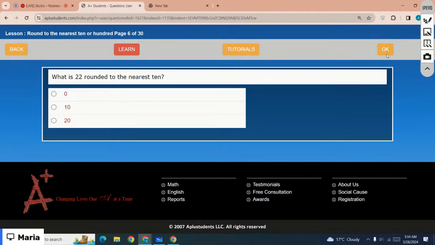What is 22 rounded to nearest 10? So which is the correct option? The correct option is, 22 is rounded to, yes, 20 it is. 22 is rounded off to 20.